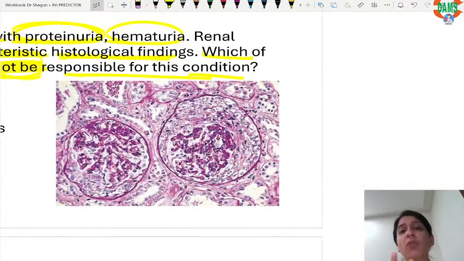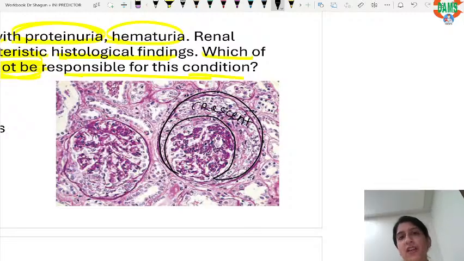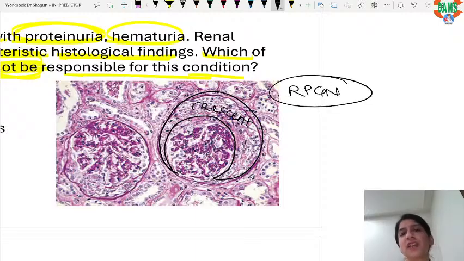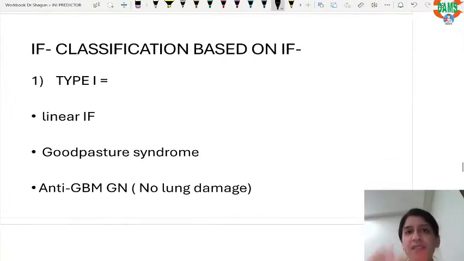This biopsy is telling me that I see a classical chanda mama, meaning I am seeing a classical crescent formation here. That means I am dealing with a case of RPGN, that is crescentic glomerulonephritis. I am not going to look at the options first. First I will teach you, then we will solve this.